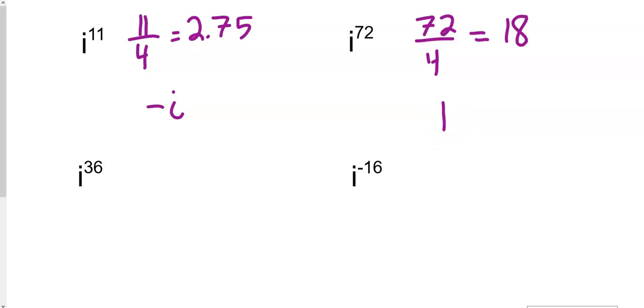Try the next two. Go ahead, pause the video, give them a shot. All right, so i to the 36th takes 36 divided by 4. You end up with 9. So that means i to the 36th simplifies down to the number 1.